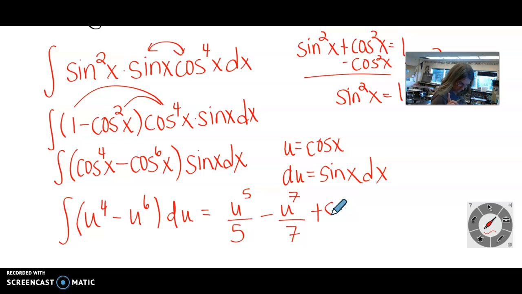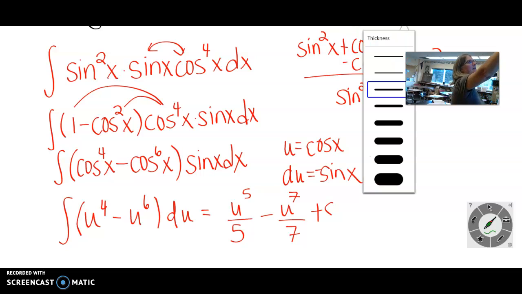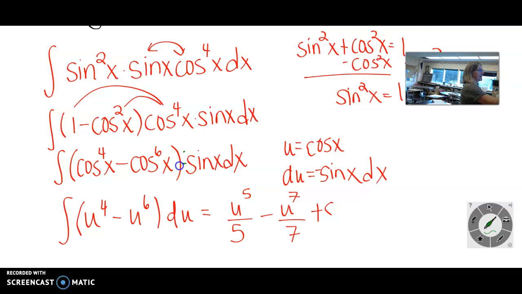What did I do wrong? Hopefully you caught this. This should be a negative sine of x. Okay, so it's been a long day. It's towards the end of the day, so I am obviously making some mistakes. Let's back up here. I needed a negative sine of x because the derivative of cosine of x is negative sine of x. So I had a negative there, which means I need a negative out front here as well.